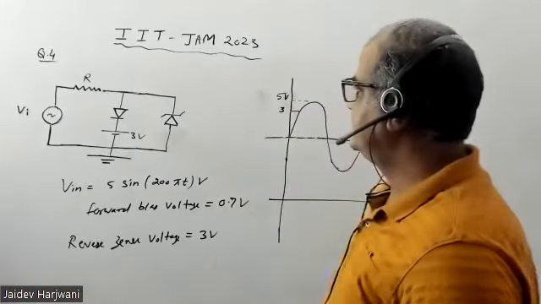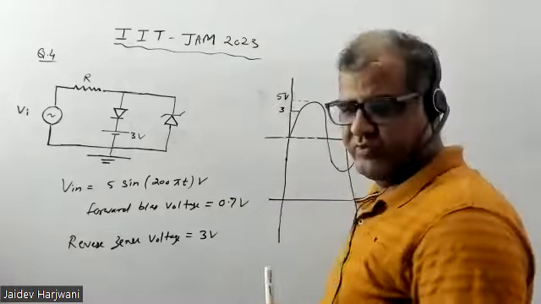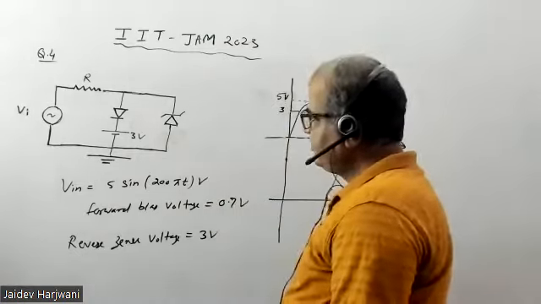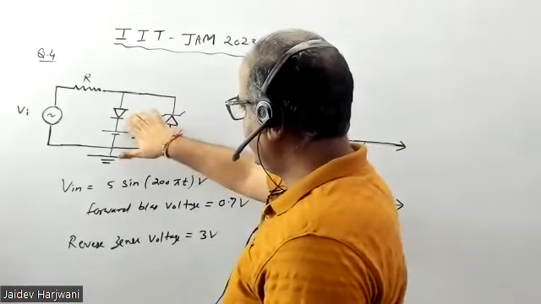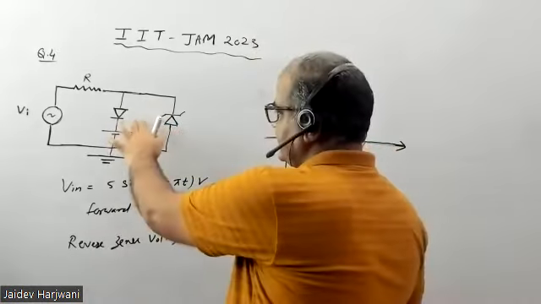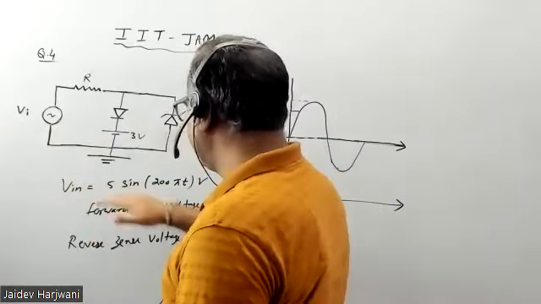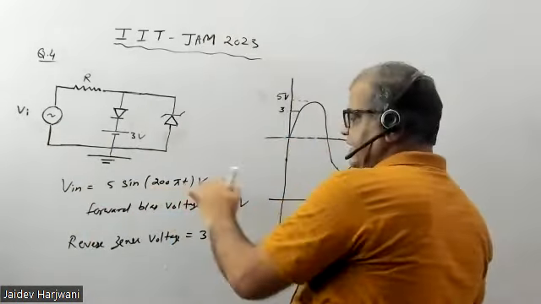Hello students. So let us see question number 4 from IIT-JAM 2023. In this question, they have given you a Zener diode and a normal PN junction diode connected in parallel. And they have given you the V input value as 5 sin 200 pi t volts.